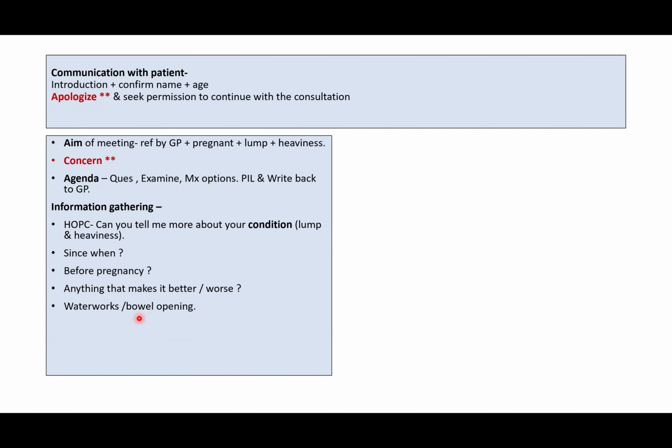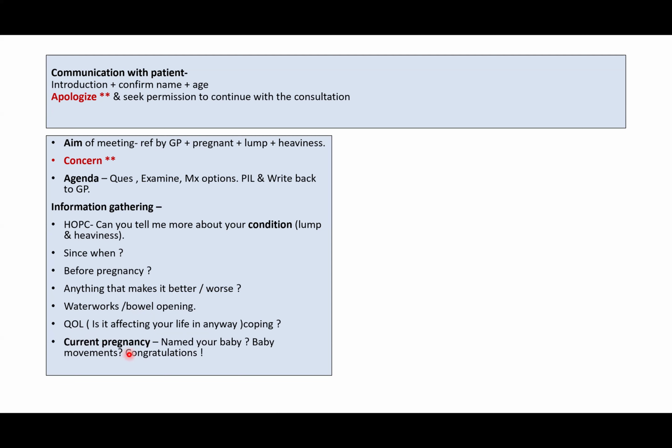How about your waterworks and the bowel opening? Just one line. That's all. Maybe she will just tell you that I go to pass urine more frequently. That's all. No other problem. Bowel opening, no problem at all in my bowel opening. Asking about the quality of life is important. Is this condition affecting your life in any way, and how are you coping?